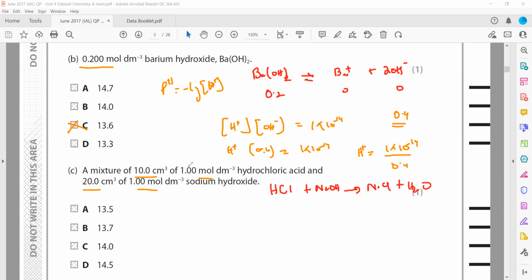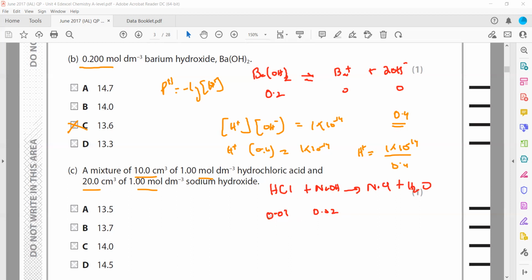So 10 cm cube, 1 mole per dm cube. How many moles of hydrochloric acid? It will be 10 divided by 1000 to convert into dm cube, and multiply by 1. So 10 divided by 1000 equals 0.01. So we will have 0.01 moles of hydrochloric acid and 0.02 moles of sodium hydroxide according to the values given. So hydrochloric acid is the limiting reagent as the ratio is 1:1.